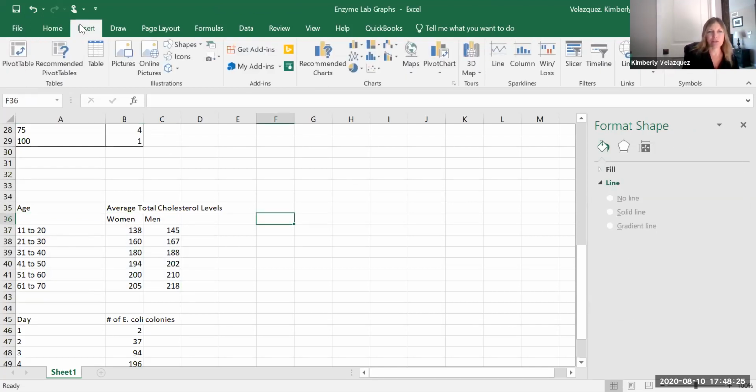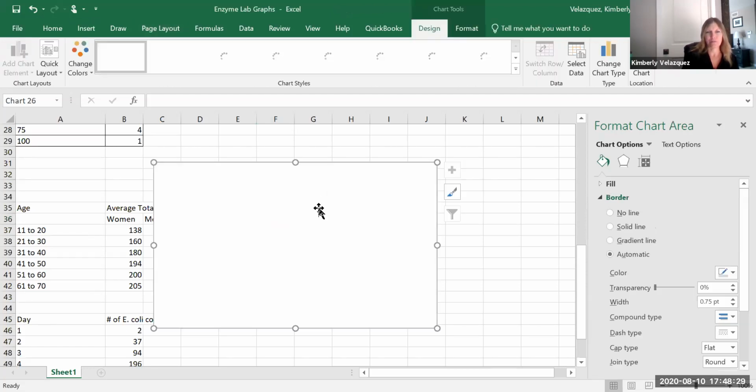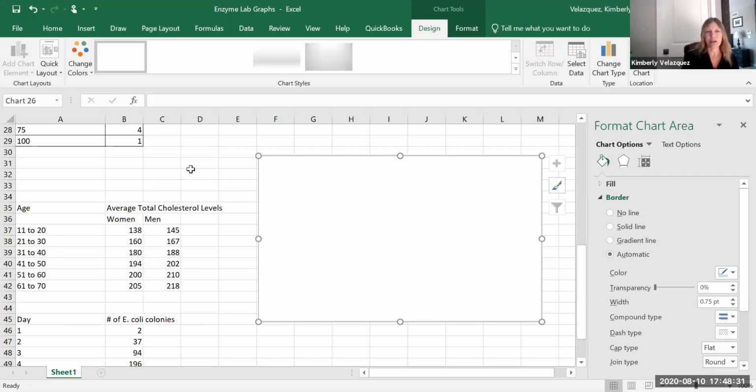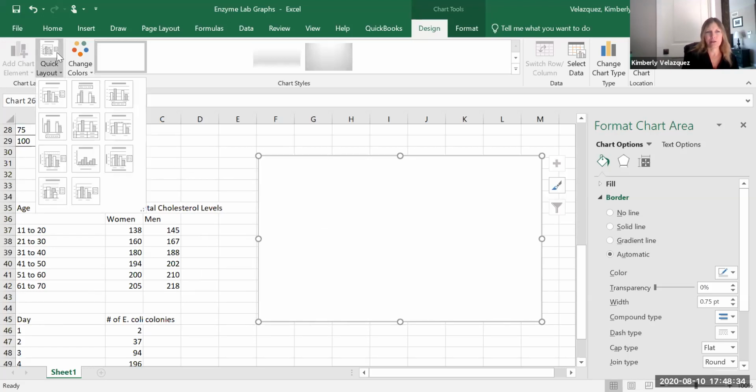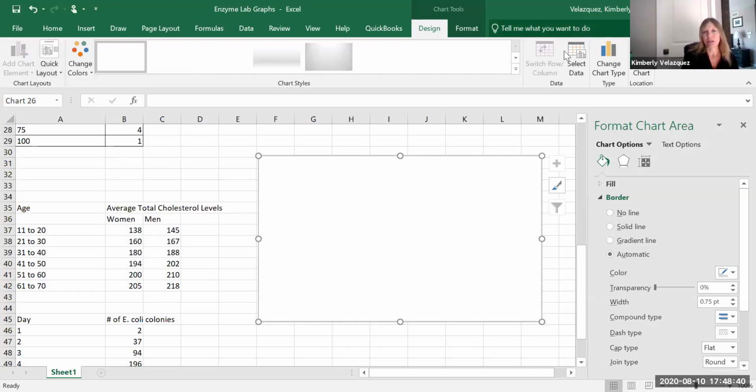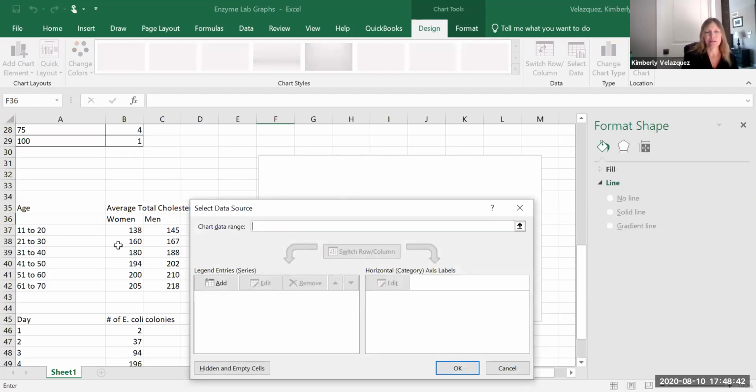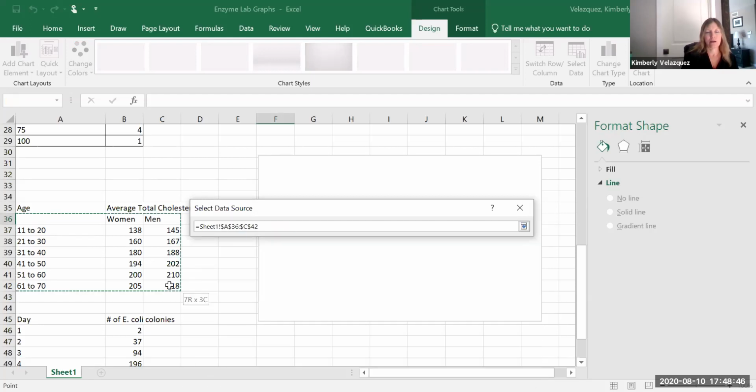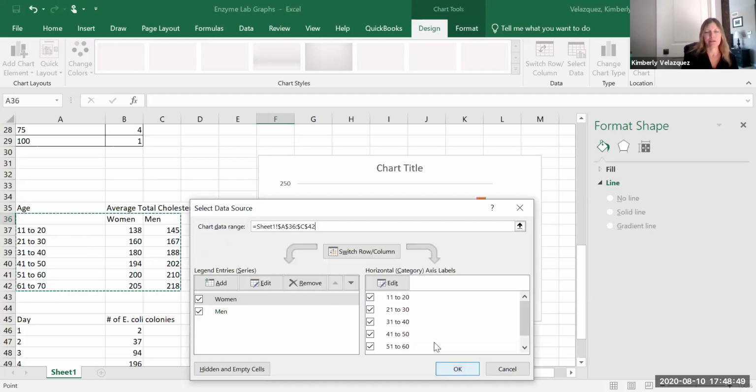So you would say insert, bar chart. Again, we need to do our layout that has everything labeled. So I just always pick the one that has the most stuff. So layout 9 on this. And now I'll select my data, and highlight all my data.